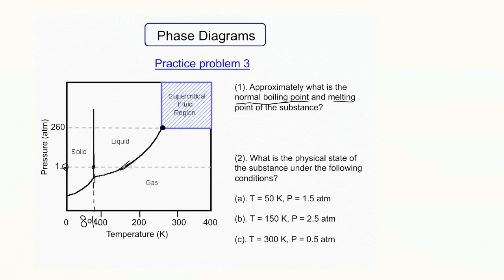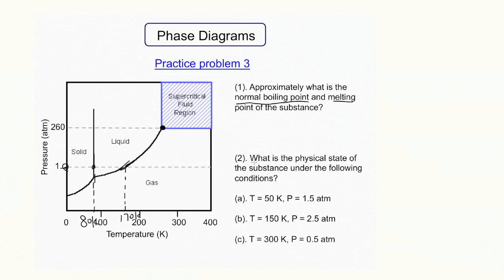All right, now you go further. If this dashed line crosses the equilibrium line between the liquid phase and gas phase, the corresponding temperature would be the normal boiling point. And what I can see here is approximately 170 Kelvin. So this is how we find out the normal boiling point and melting point.